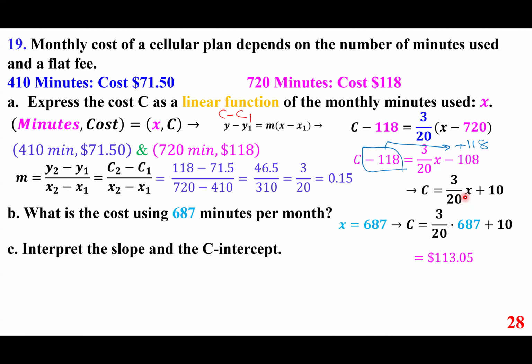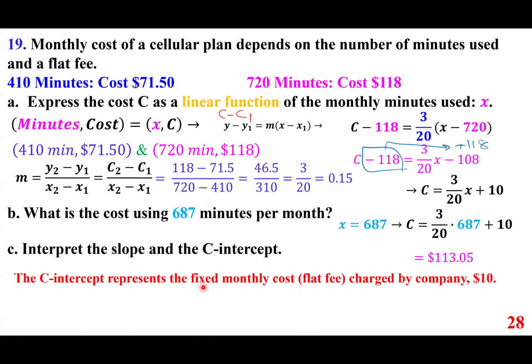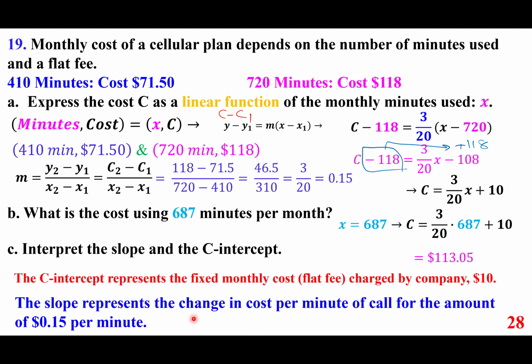Interpret the slope and the c-intercept. The c-intercept represents the fixed monthly cost, the flat fee charged by the company, which is $10. So this is a flat fee, meaning it doesn't matter, use it, don't use it, they're going to charge $10. The slope represents the change in cost per minute of call, the amount of 15 cents or $0.15 per minute. So you do 1 minute, they charge you 15 cents. 2 minutes, 30 cents. 10 minutes, $1.50. That's the idea behind this slope.